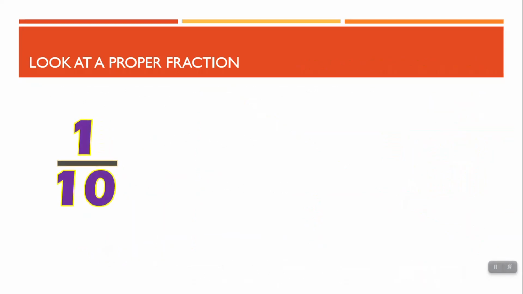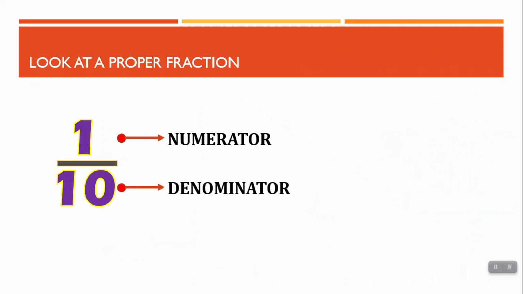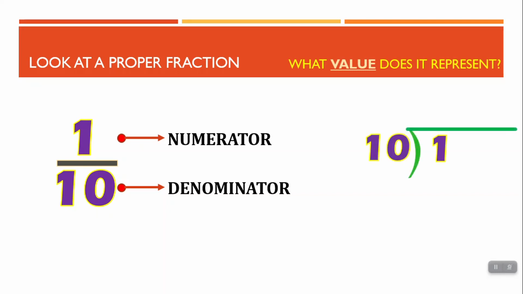Let's look at 1 over 10. Again, the 1 is the numerator, the 10 is the denominator, and 1 over 10 really means 1 divided by 10. What value does 1 over 10 really represent? We can divide 1 by 10, and we know that 1 cannot divide by 10 because we are looking for groups of 10, and we only have 1.